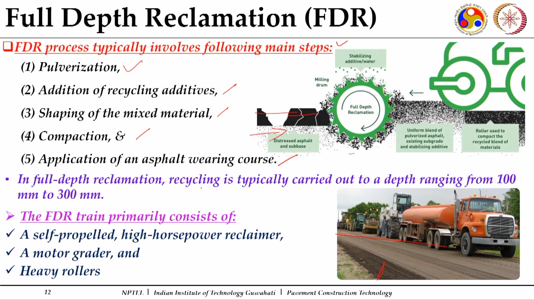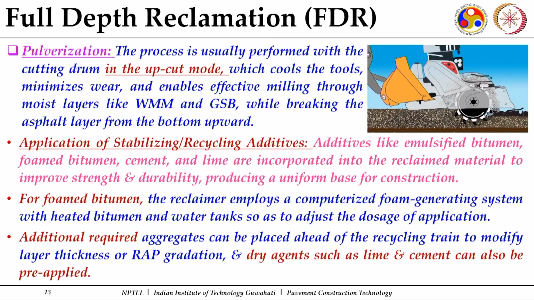So, in full depth reclamation, recycling is typically carried out to a depth ranging from 100 to 300 mm, and what we usually have in this particular one is a self-propelled high horsepower reclaimer, because you are going for a depth of around 300 mm. So, a high power reclaimer is required. A motor grader is required to spread it to the desired camber, and then heavy rollers, because the thickness is high enough in that case.